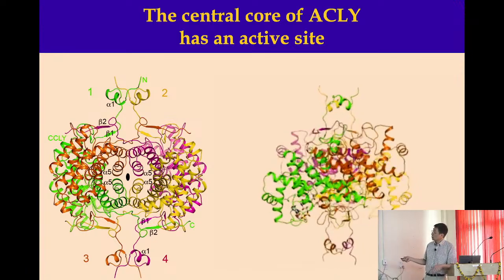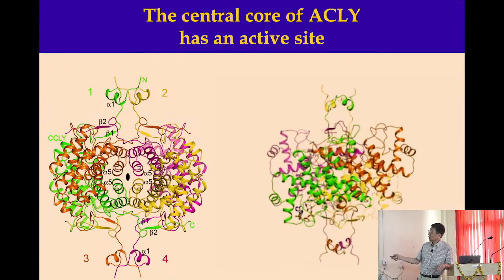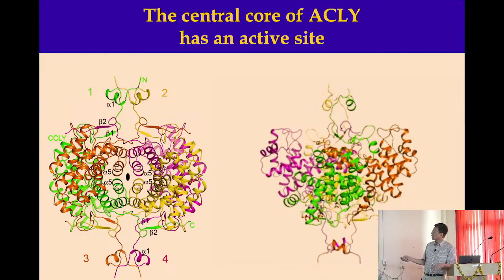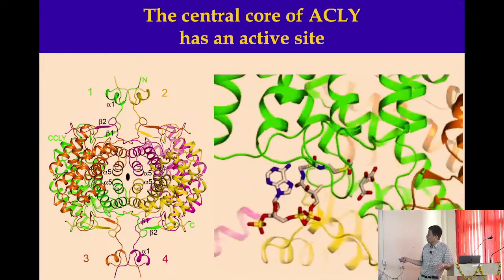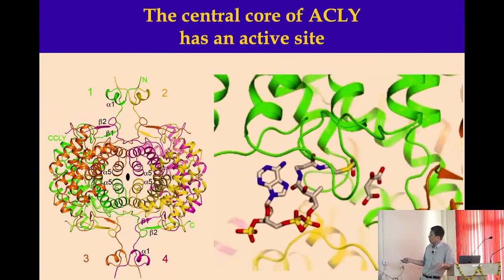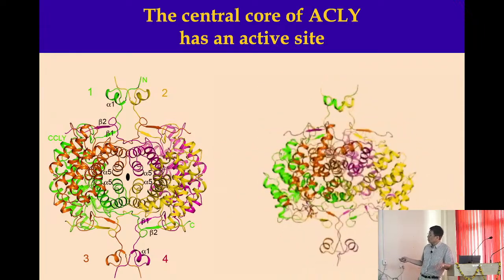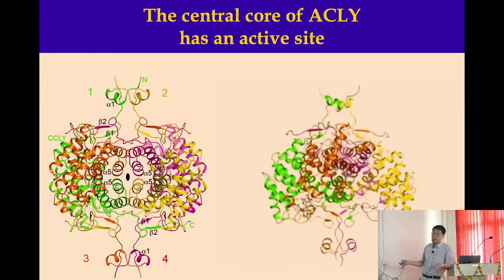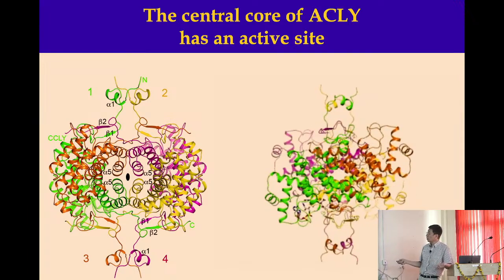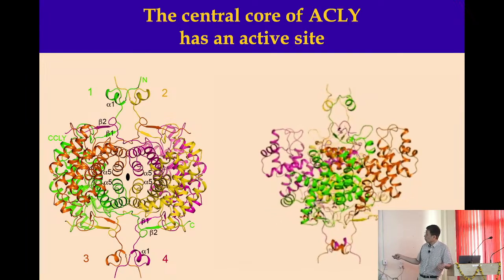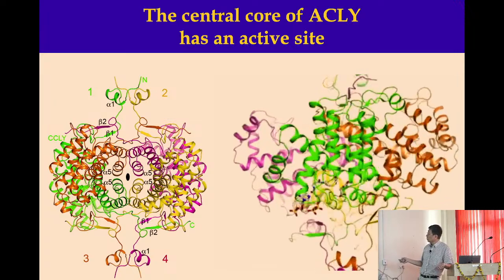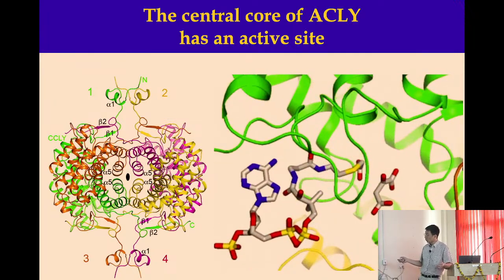So first, the middle part, which comes from the C-terminal domain of ACLY, that forms the tetramer. It turns out it has an active site. It binds CoA. We can also model in oxaloacetate. So essentially, the central region does have catalytic activity. It has an active site. It's a really beautiful tetramer right here, 4 different subunits coming together.